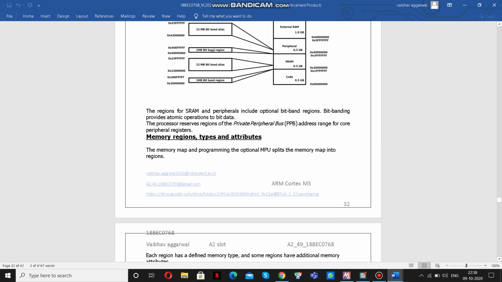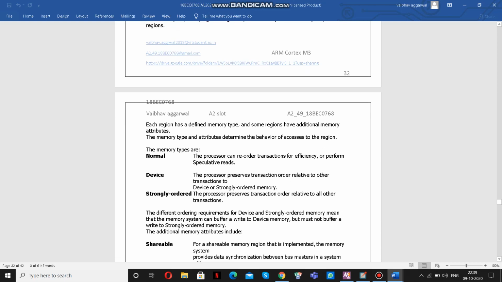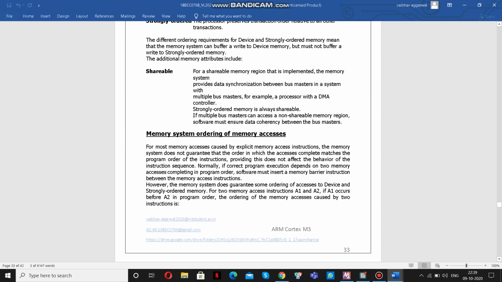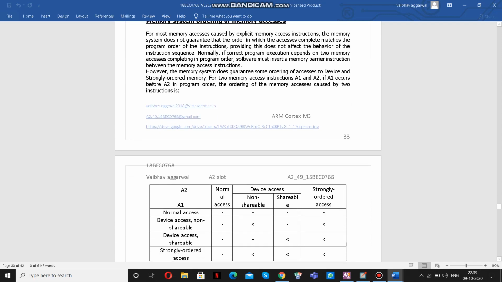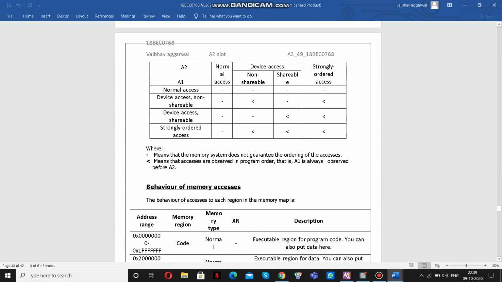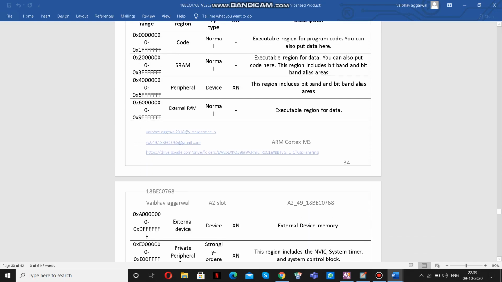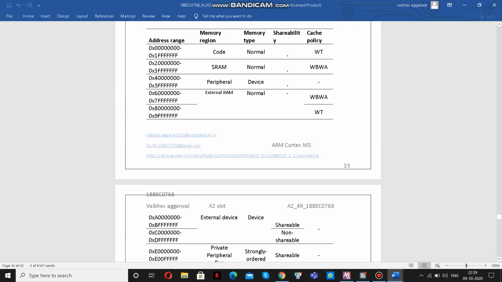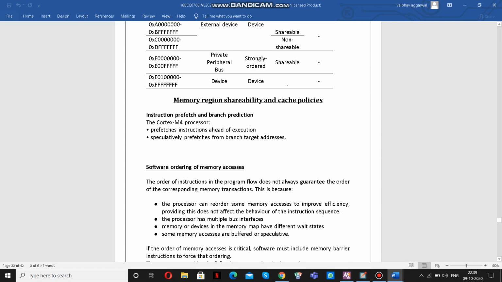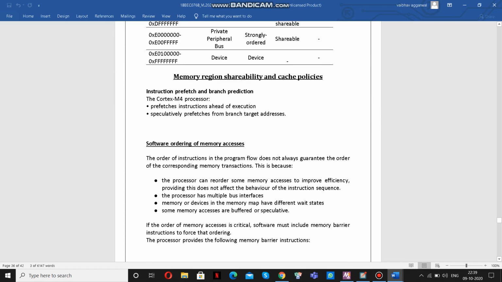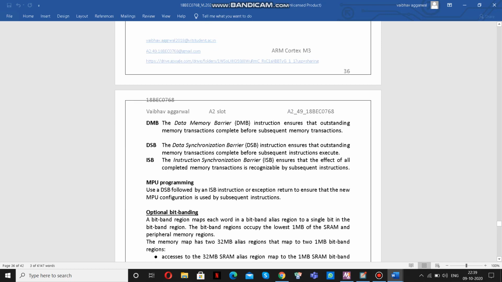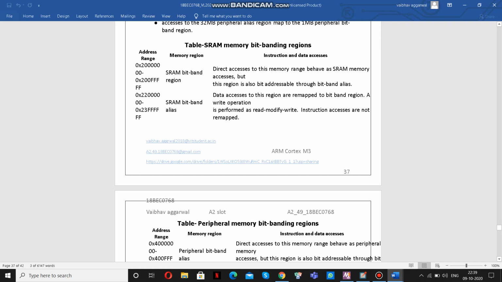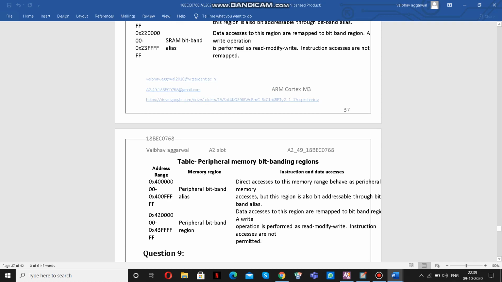Now the memory regions, types and attributes: normal, device, strongly ordered, shareable. Memory system ordering of memory accesses is in the table. Behavior of memory accesses, memory access behavior, shareability and cache policies. Memory bit banding regions.